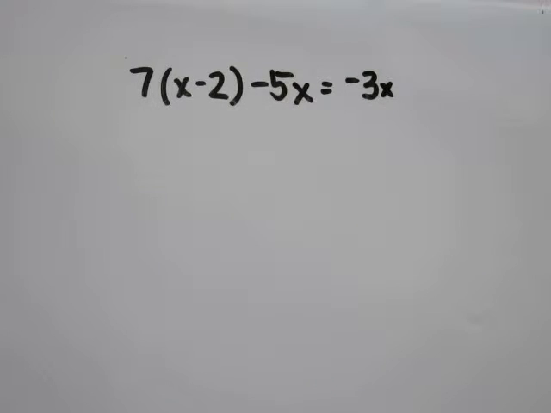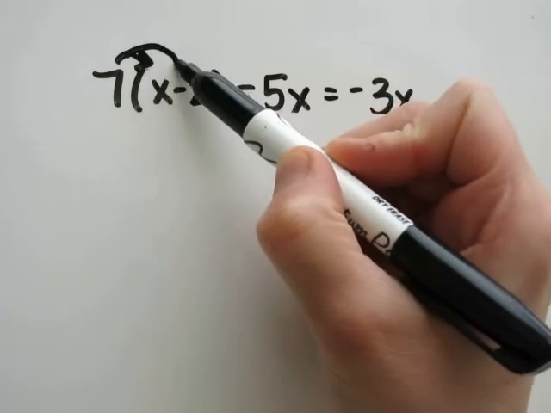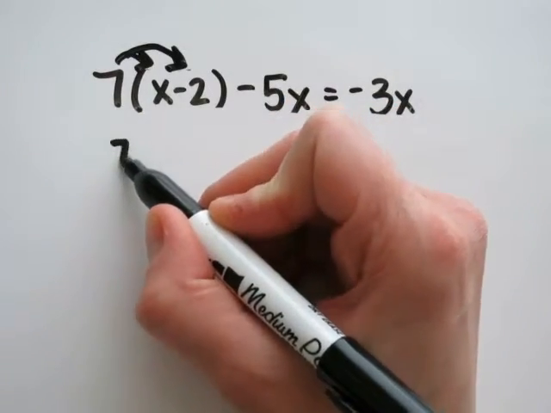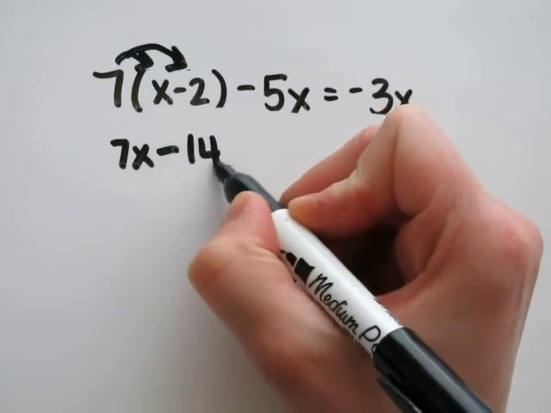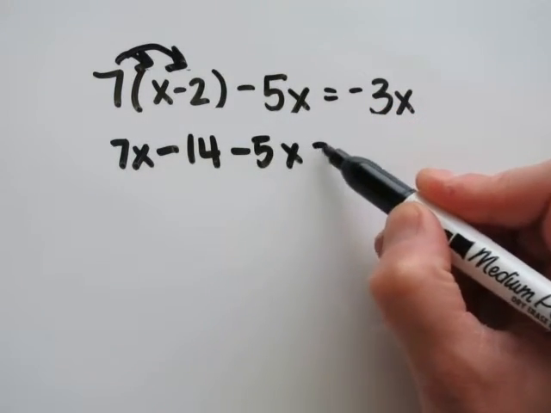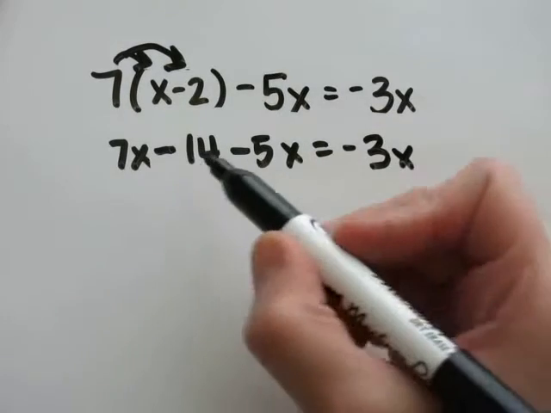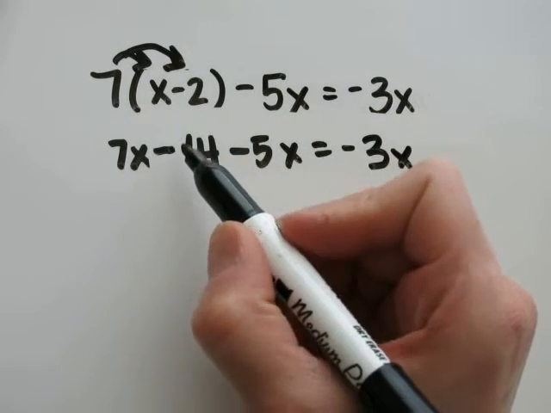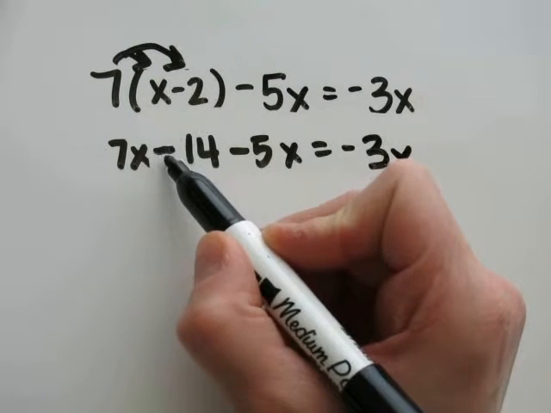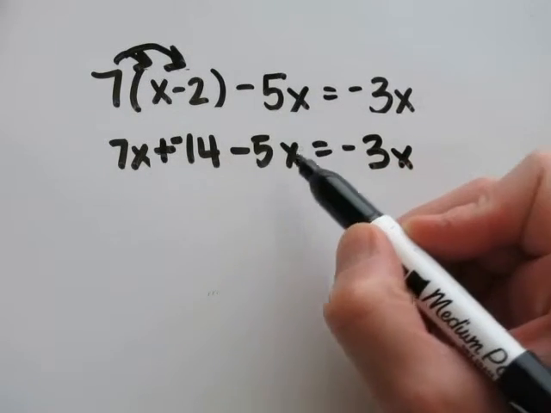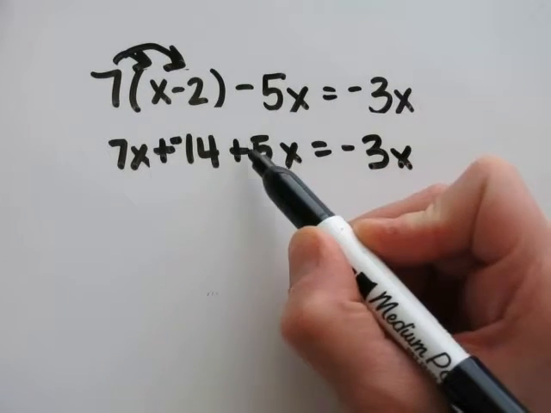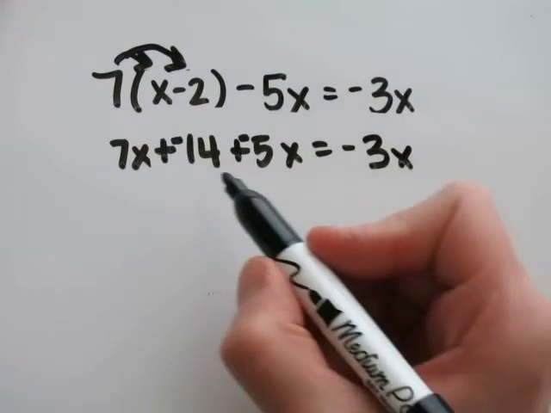Problem 24, 7 times x minus 2 minus 5x equals negative 3x. My first step will be distribute. 7 times x becomes 7x. 7 times 2 is 14. Just carry everything else down. Now I have subtraction signs, and I don't want to confuse the positive and negative signs. So minus 14 will become plus negative 14. Minus 5x will become plus negative 5x.